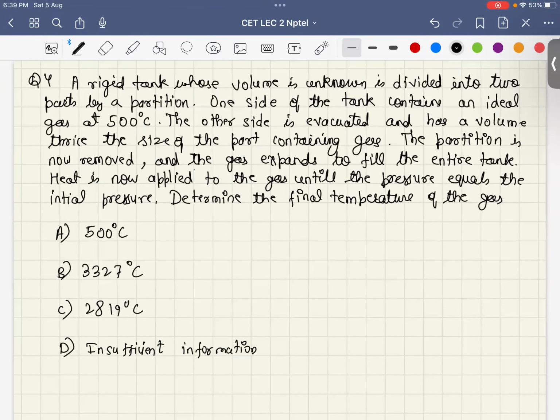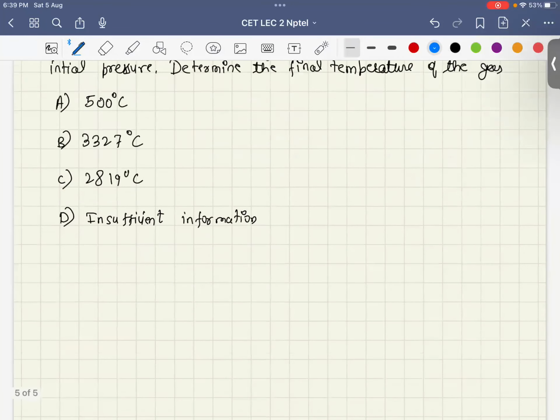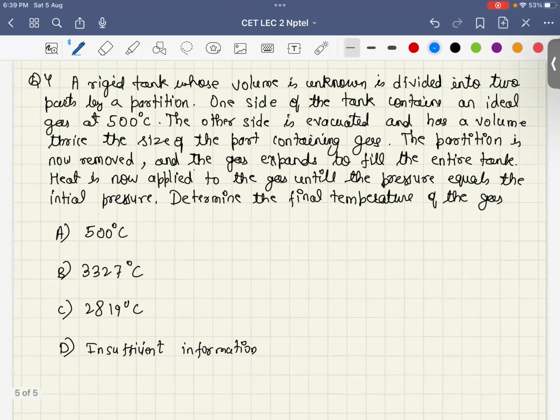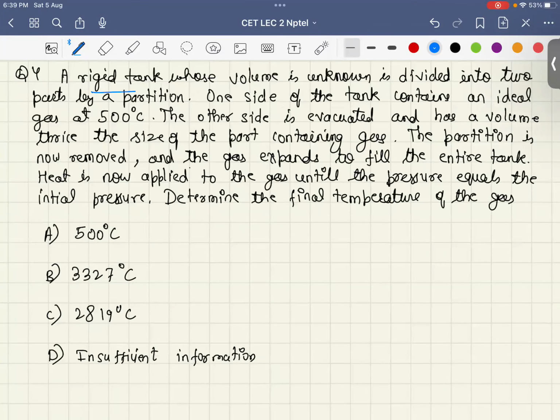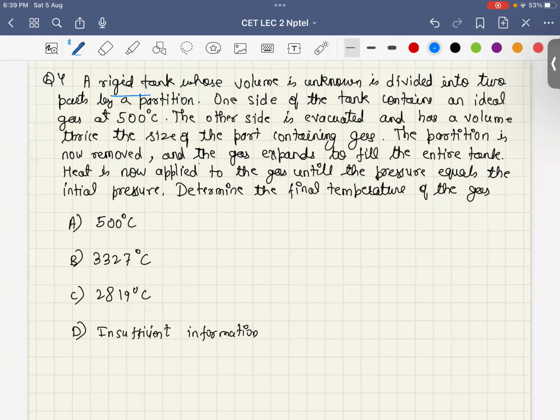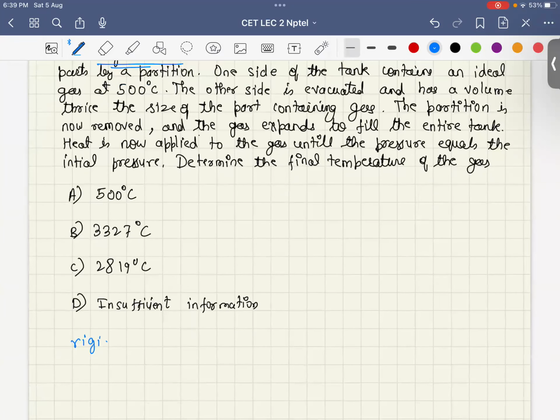So let us first understand what the question is. Then we can try. So what we have is a rigid tank. Rigid tank means the total volume is going to remain constant.